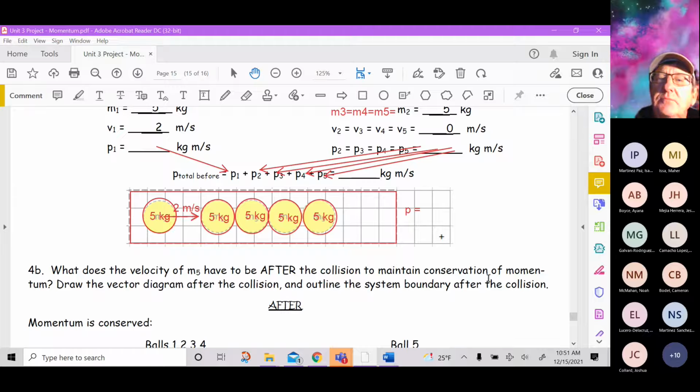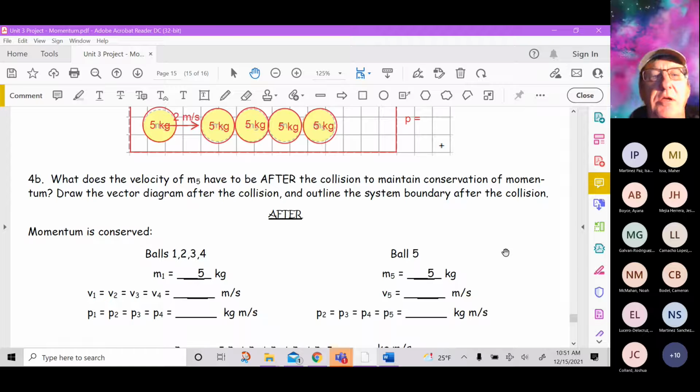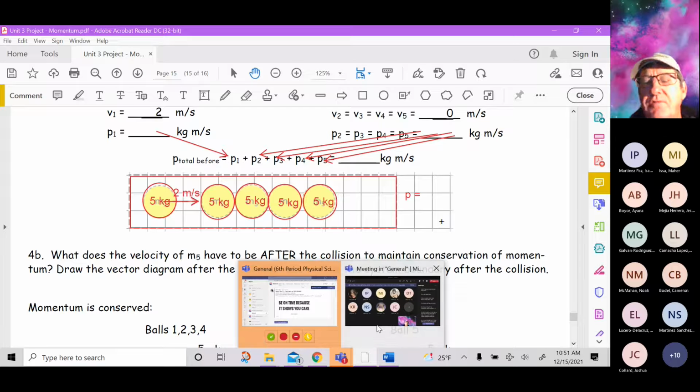That makes sense. Okay, so at this point, you should have three things labeled: the masses, the velocity, and the total momentum. You should also have three things drawn: the objects, and there are 5 of them, the boundary, and the velocity. This time, only one object is moving, which makes this a much simpler problem. Now, we're going to move on to what happens after the collision. Please let me know if I'm moving too fast.